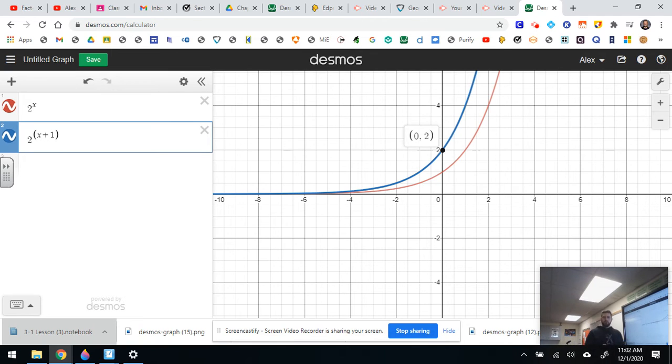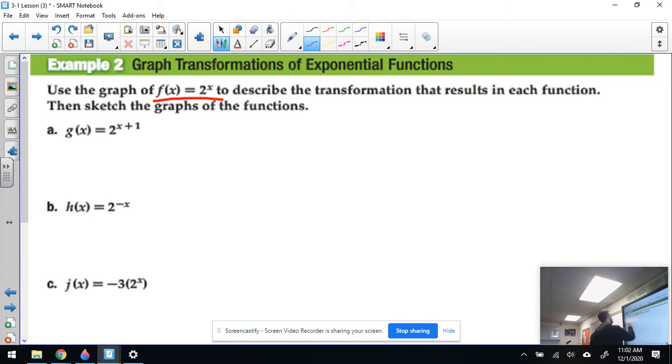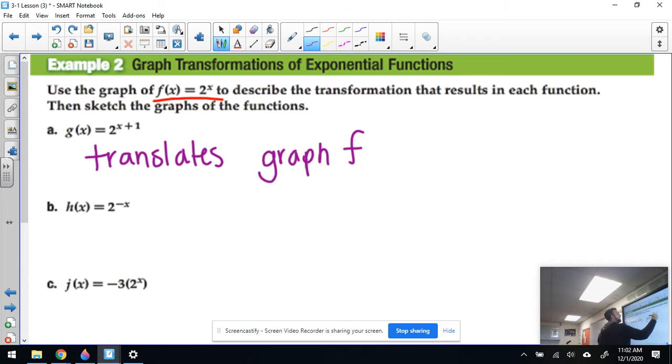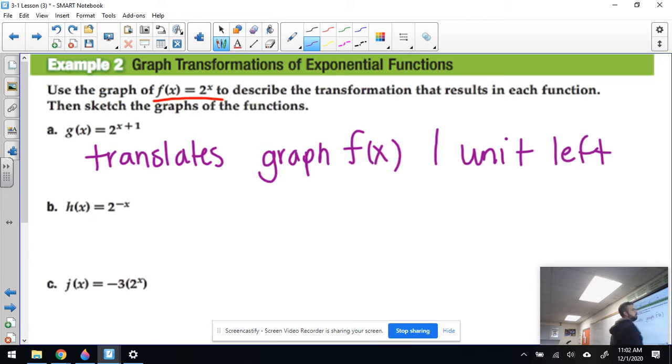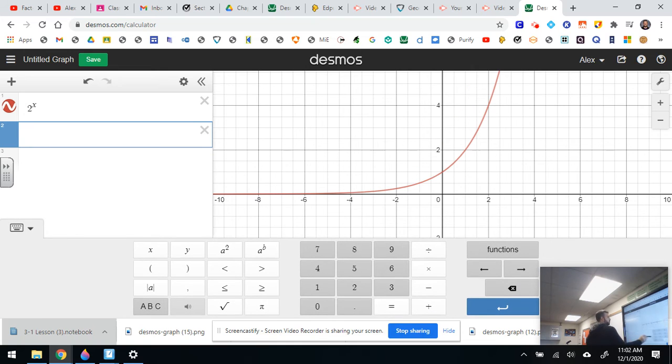Okay. So if we go back here, we see that when we have this, it translates graph f of x 1 unit left. It moved the whole thing left 1 unit. Okay, let's look at the next one. Instead of having 2 to the x, we're going to have 2 to the negative x. Okay, all right, so we'll get rid of this guy, and we'll look at 2 to the power of negative x. All right, so what does that do?